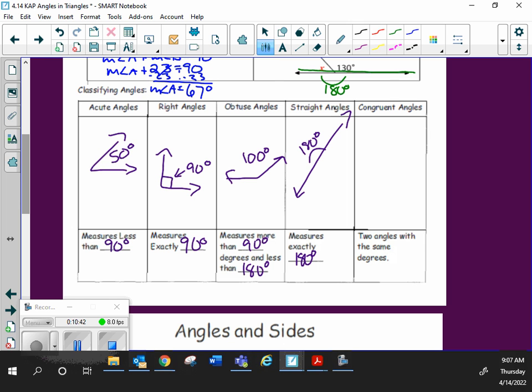And then lastly, congruent angles. Congruent means equivalent, equal, same size, same shape. They are equal. So if I have this one angle that's 37 degrees, for a congruent angle, that angle has to be 37 degrees. It doesn't have to be facing the same way, but it's going to be 37 degrees as well. Two angles with the same degrees. Moving on.